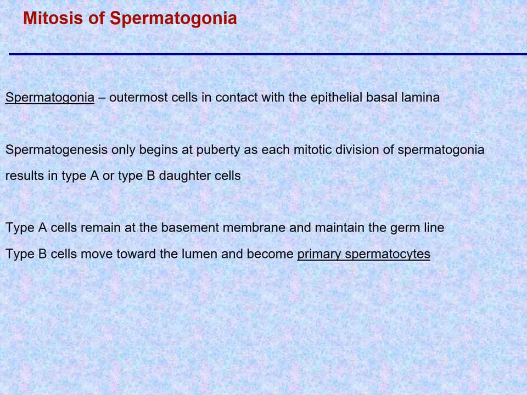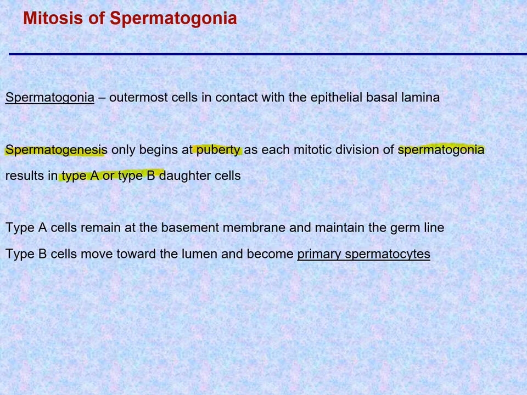Spermatogonia are the outsidemost cells in the seminiferous tubule. They are in contact with an epithelial basement membrane or basal lamina. The process of spermatogenesis only begins at puberty. And it's at that point that you get type A and type B spermatogonia forming.